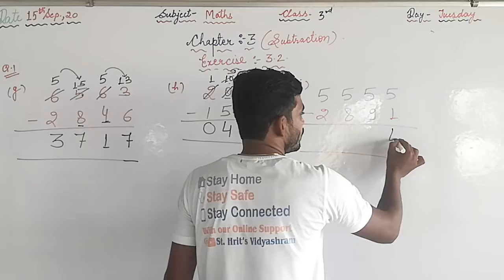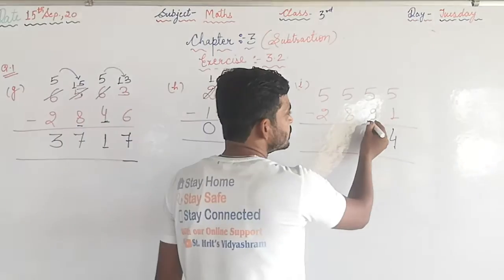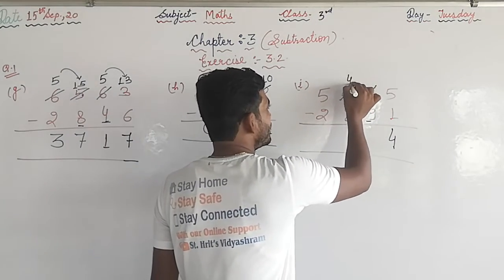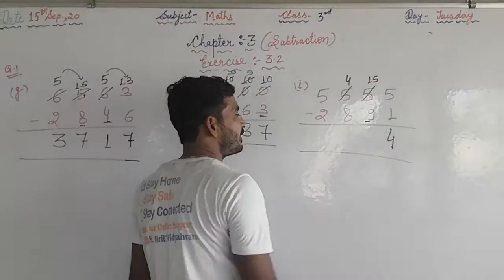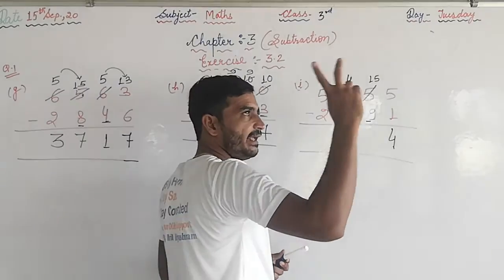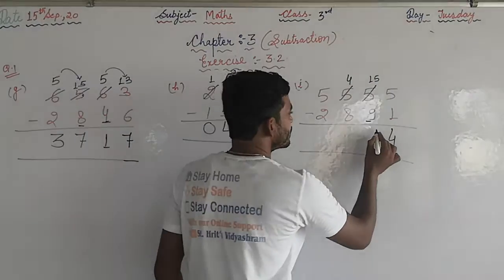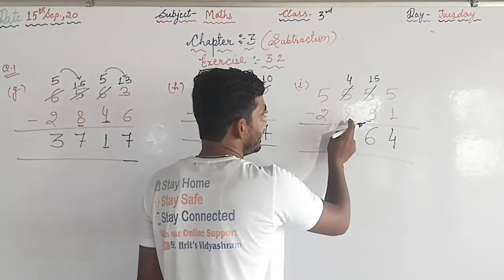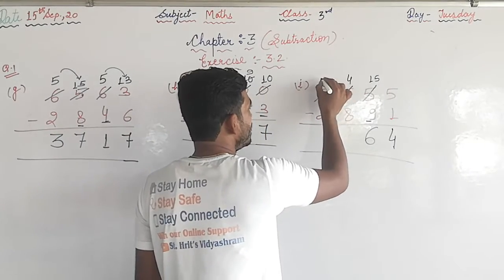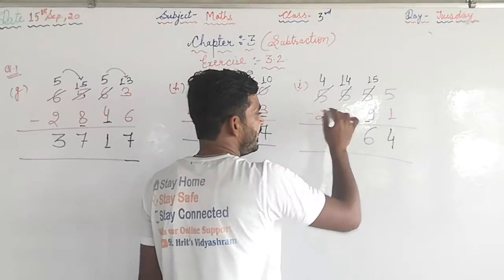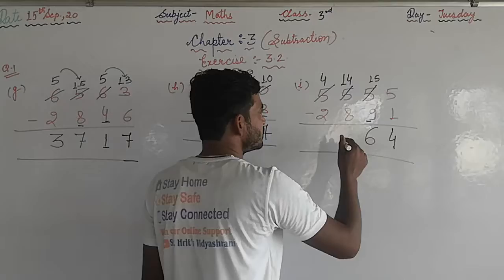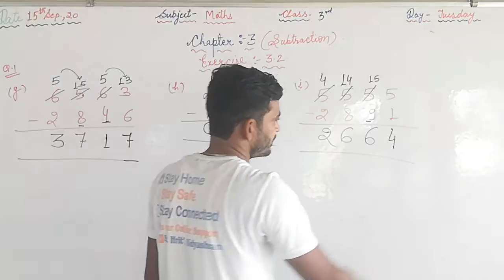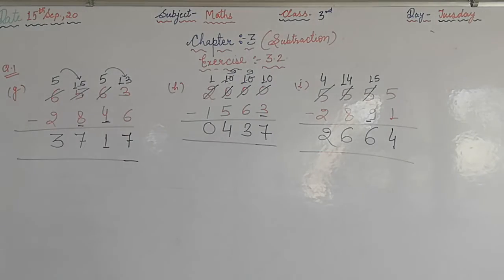5 minus 1. What's your result? 4. Next, we are not able to subtract 9 from 5 because 9 is greater than 5. Then we take carry from the next number. Here it becomes 10 and here it becomes 15. Now subtract 9 from 15: 9, 10, 11, 12, 13, 14, 15. The result is 6. Now here also we are not able to subtract 8 from 4. Then we take carry from the next number. Here it becomes 4 and here it becomes 14. Now 8, 9, 10, 11, 12, 13, 14. The result is 6. Now 4 minus 2 is 2. In this way we subtract by borrowing.